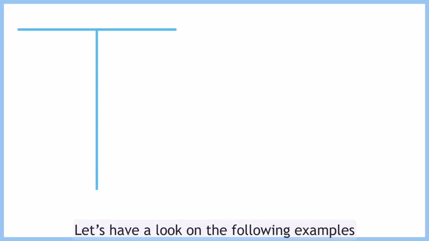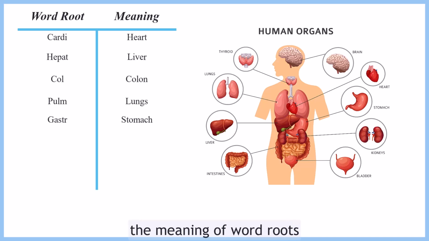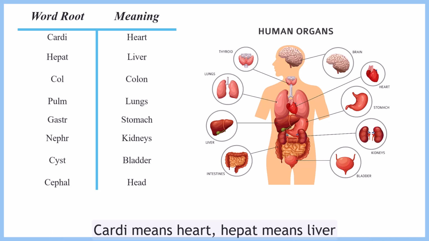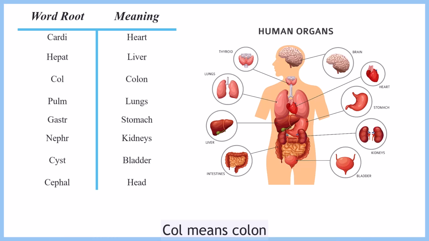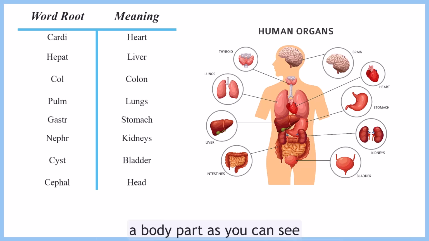Let's have a look on the following examples, which will clarify more the meaning of word roots. As you can see from the table before you right now, cardi means heart, hepat means liver, colon. This confirms that the word root is usually a body part, as you can see.